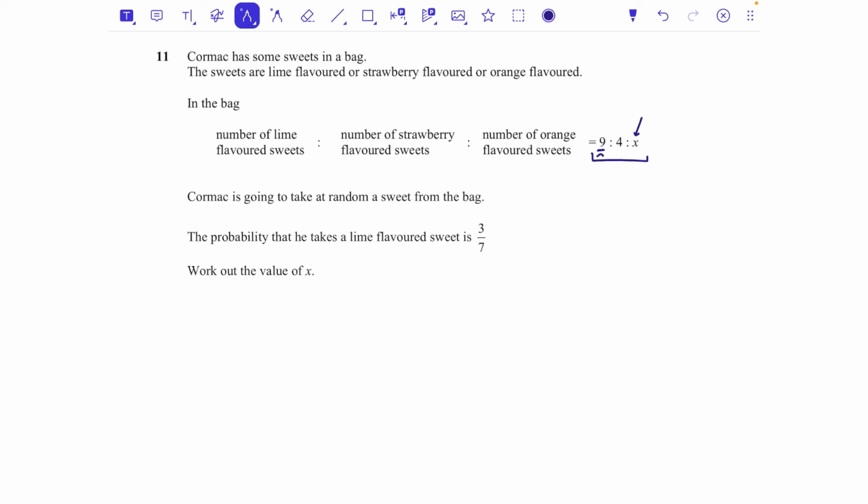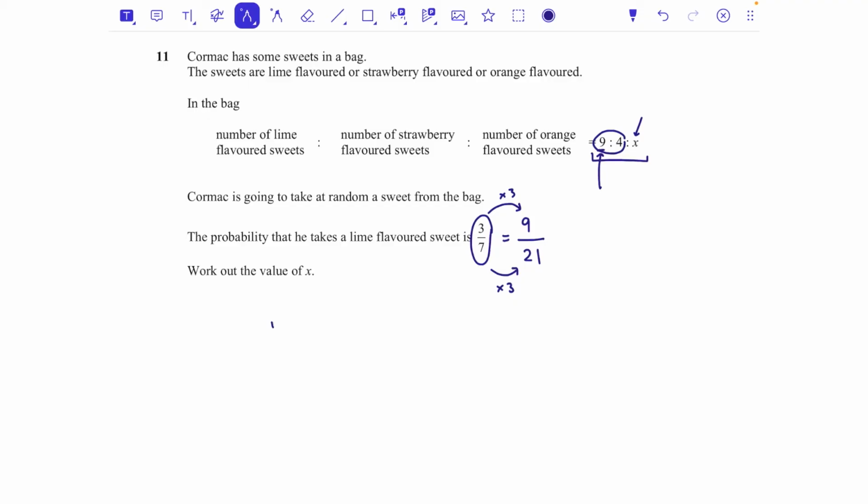But I can see here that lime is 9 parts. So if I want to make this fraction out of 9, I would need to multiply the top by 3 and also multiply the denominator by 3 to keep it equivalent. So it needs to be 9 out of 21. Now 9 and 4 makes 13 parts. What do we need to add to 13 to make it up to 21? It needs to be 8.